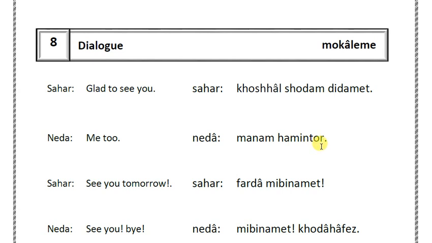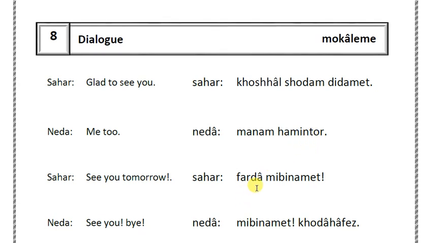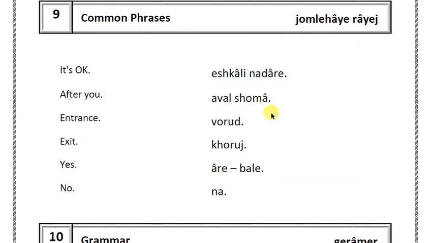منم, همینطور. You could say just منم. منم also means me too. همینطور just means me too again. همینطور means too. منم همینطور. فردا, فردا means tomorrow. میبینمت. فردا میبینمت. میبینمت means I'll see you tomorrow. See you. خدا حافظ. خدا حافظ means goodbye. Let's go to the next part.